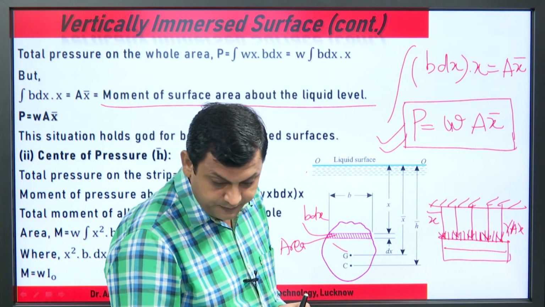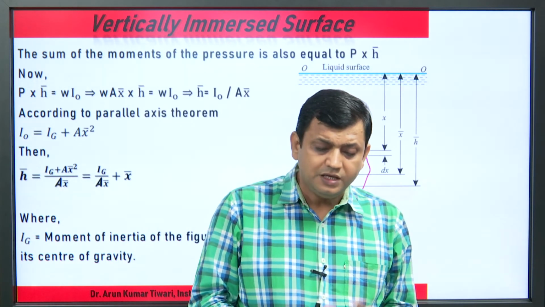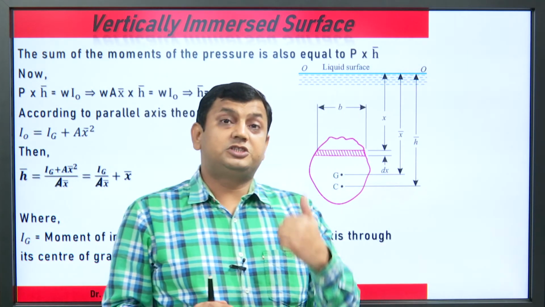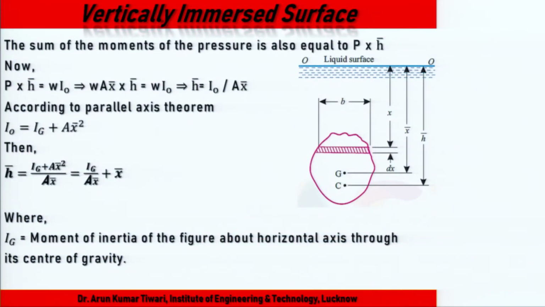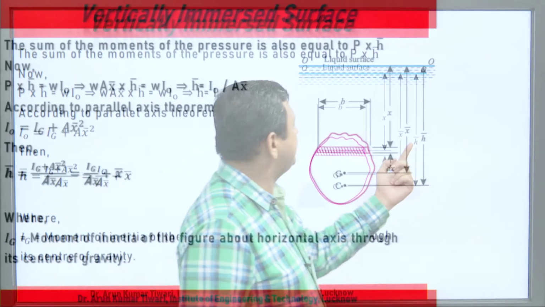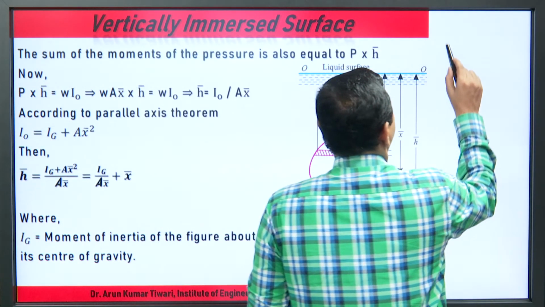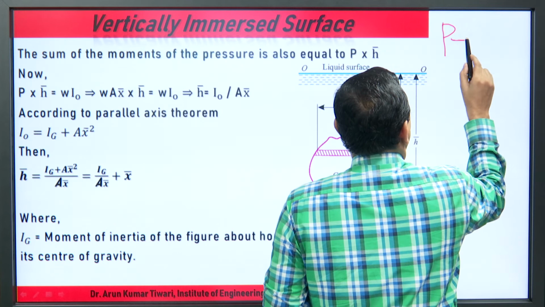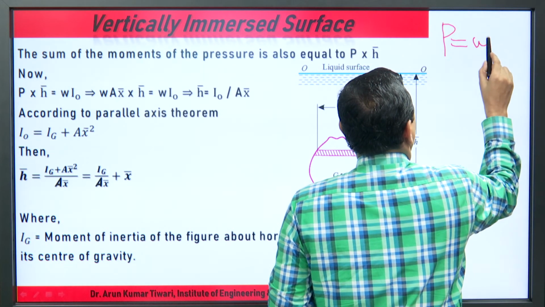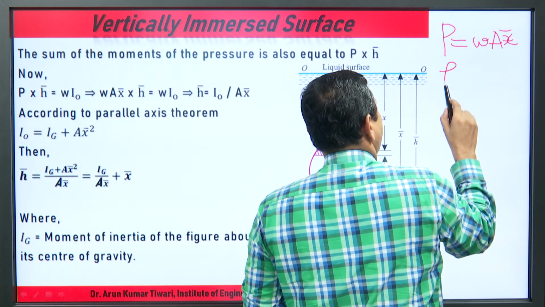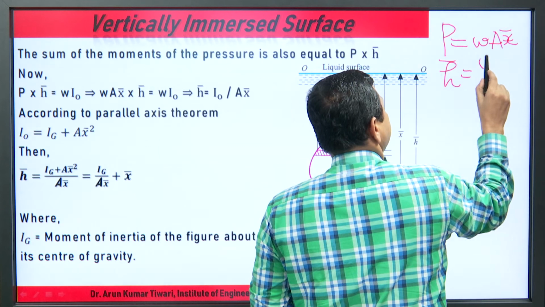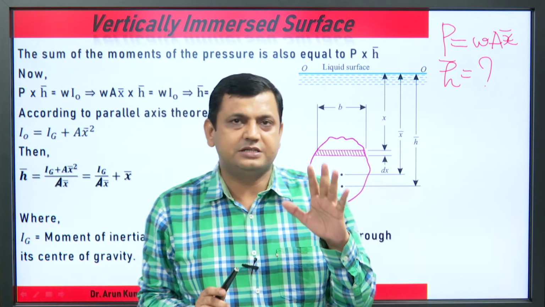In the third case, the first objective is to calculate the total pressure capital P, and the second is to find the center of pressure, because at this point is h bar. First objective is to calculate capital P, which we have already calculated: W A x bar. Second objective is to calculate this, the center of pressure.